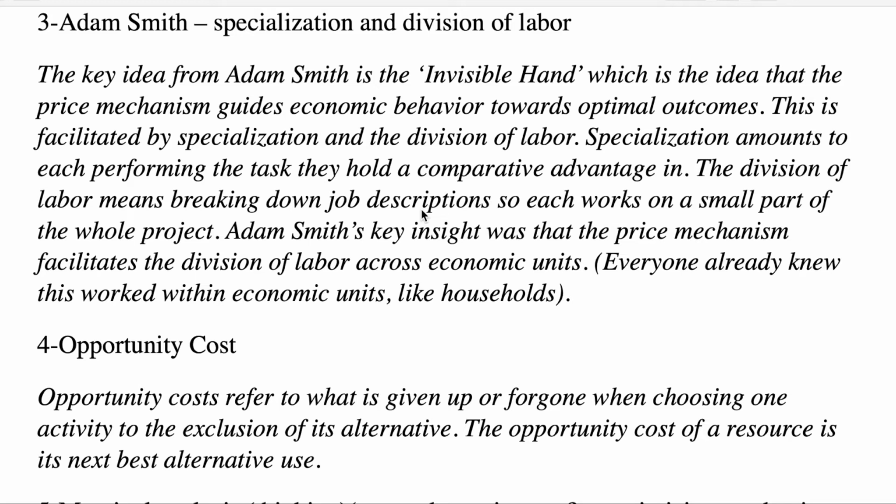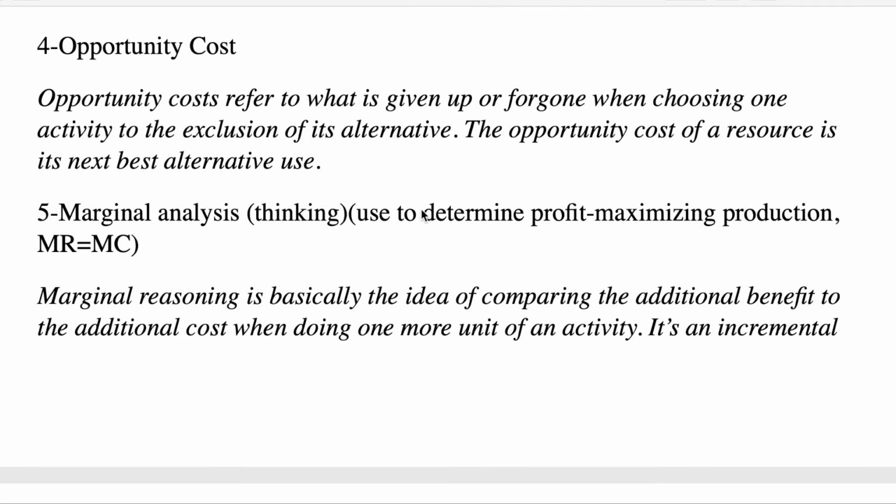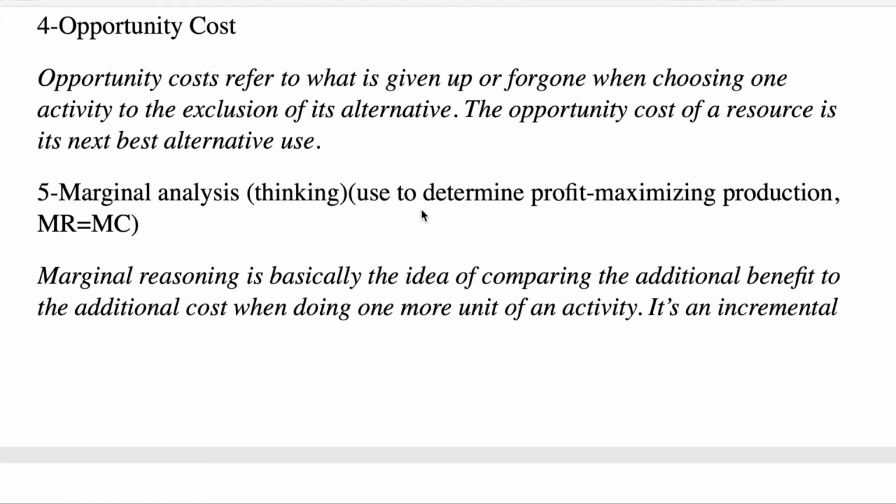Now, the key insight from Adam Smith, though, wasn't just the division of labor, wasn't just specialization, because this is something that people were well aware of even back in 1776, which was the year in which Wealth of Nations was published. Everyone already knew that this works within economic units, such as households or villages. The key insight with prices and with Adam Smith is that this allows for the facilitation of the division of labor and specialization across widely dispersed economic units, which is really important. So across countries, across regions, city-states, so on and so forth.